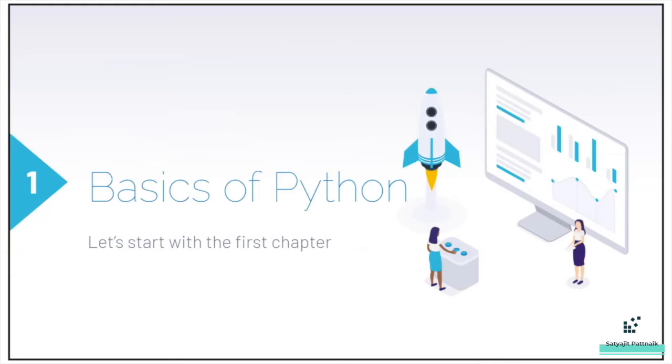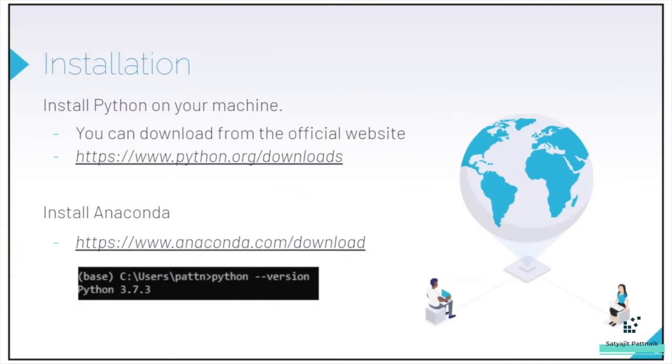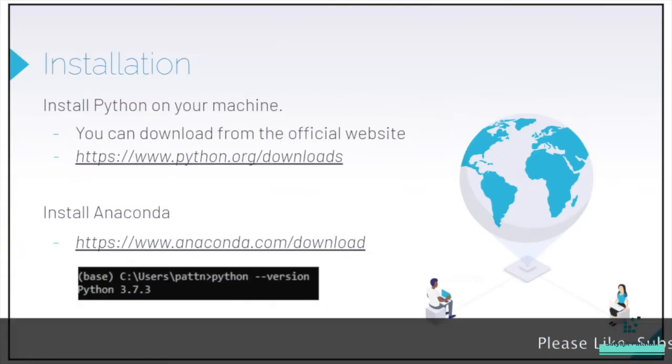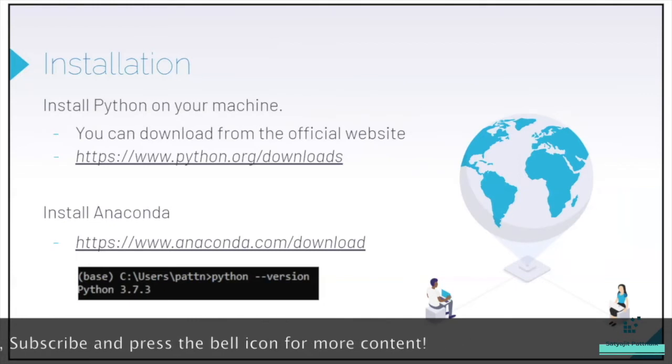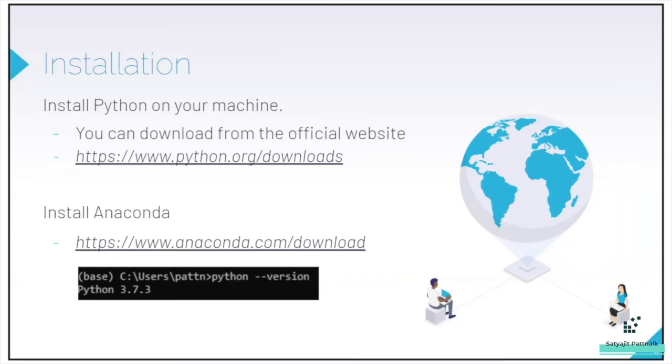So this is going to be our first chapter, and in this video I shall be talking about keywords, how to install Python and all those things. Now, to install Python on your machine, you can go to this python.org/downloads link. I'll also be sharing the link in the description below, and you can also go to the Anaconda link which is provided here.